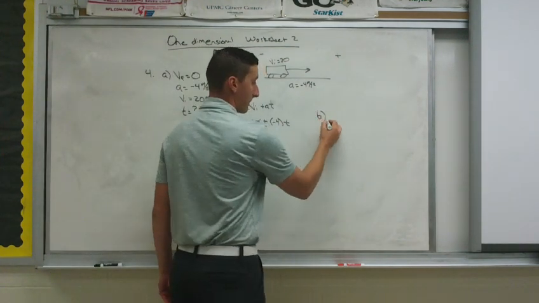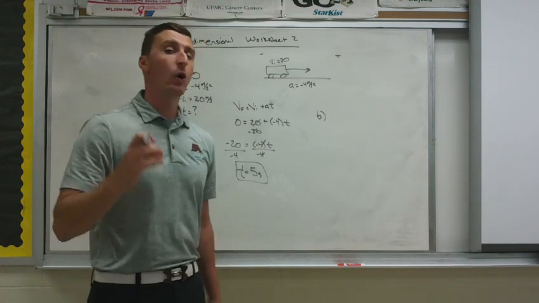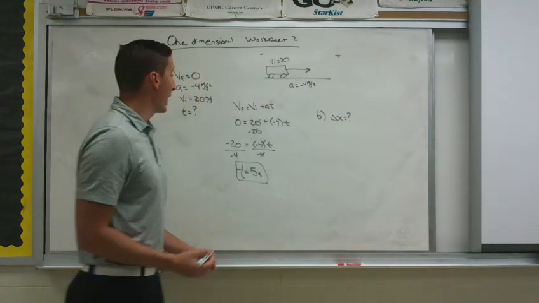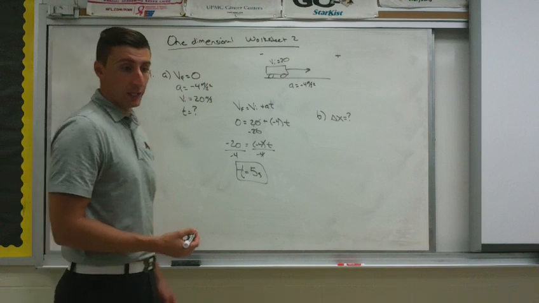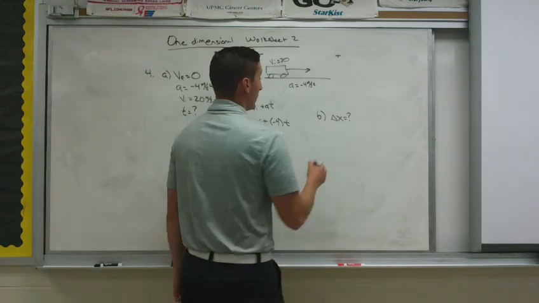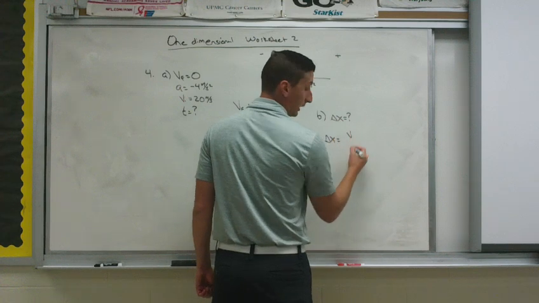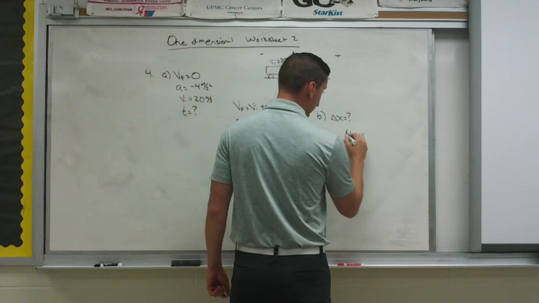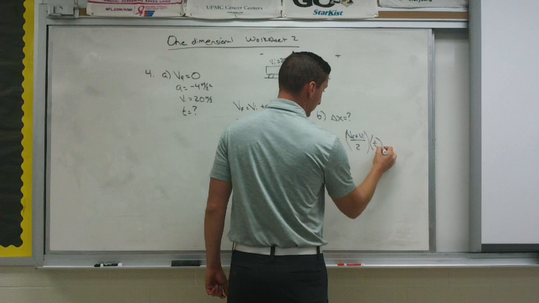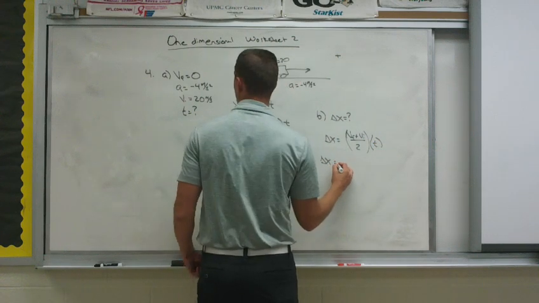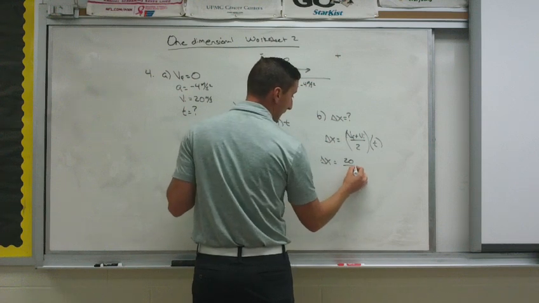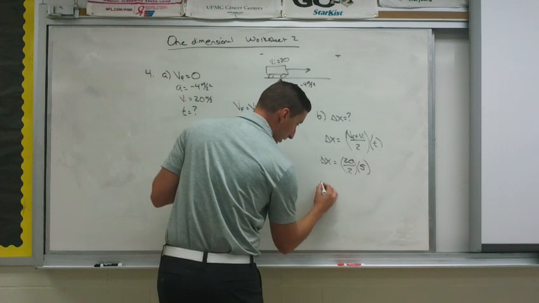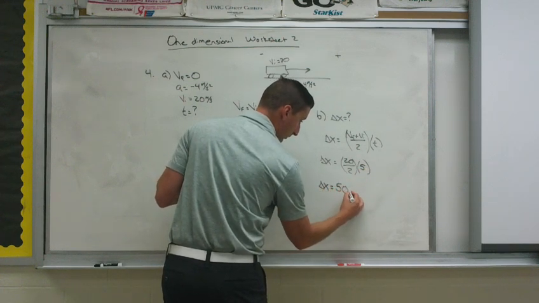B says, given the same information, how far does it take to stop? So how far is delta x? Again, I can use all the variables here. I might use this one: delta x equals VF plus VI, divided by 2, times t. Delta x, VF is 0 plus VI is 20, divided by 2, times t, which is 5 seconds. Delta x equals 50 meters.